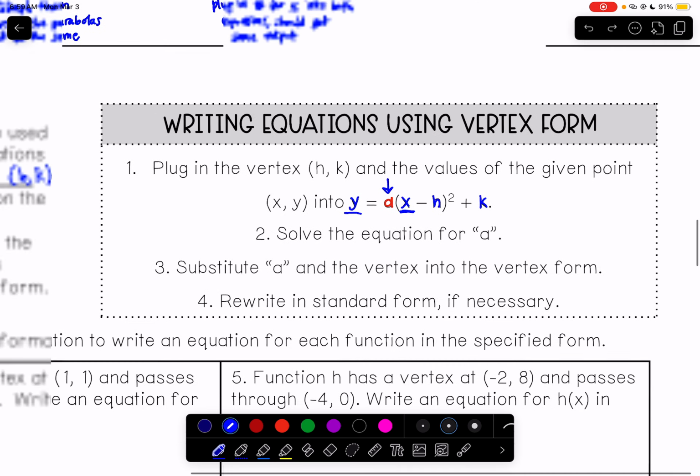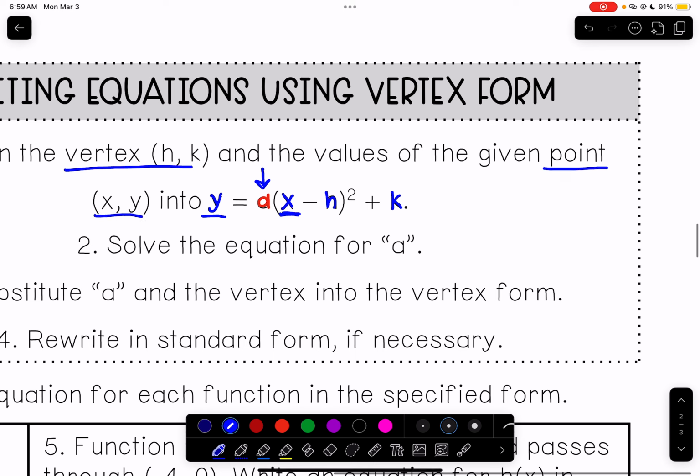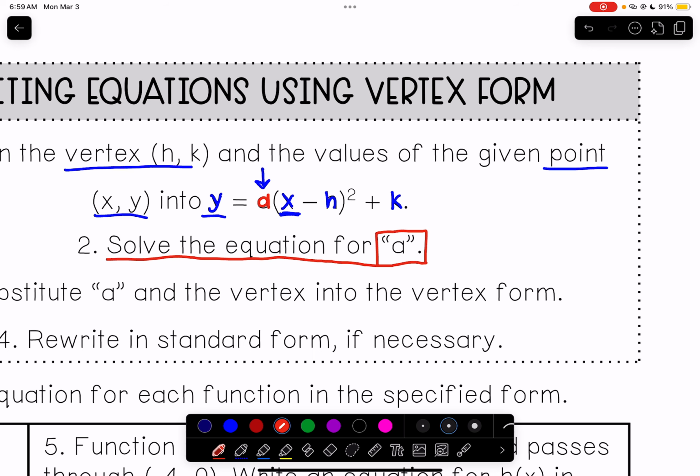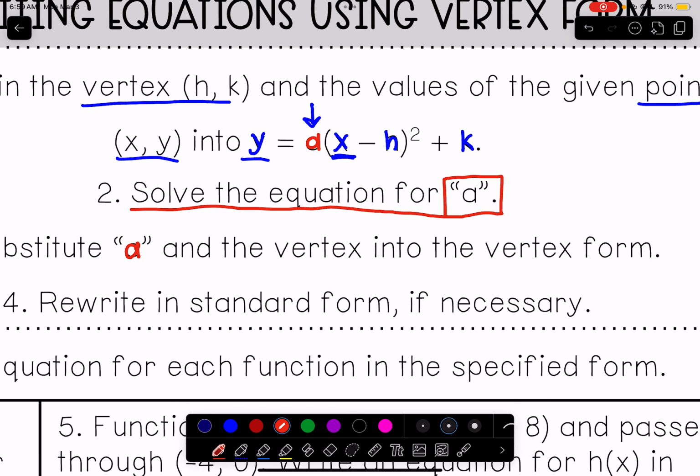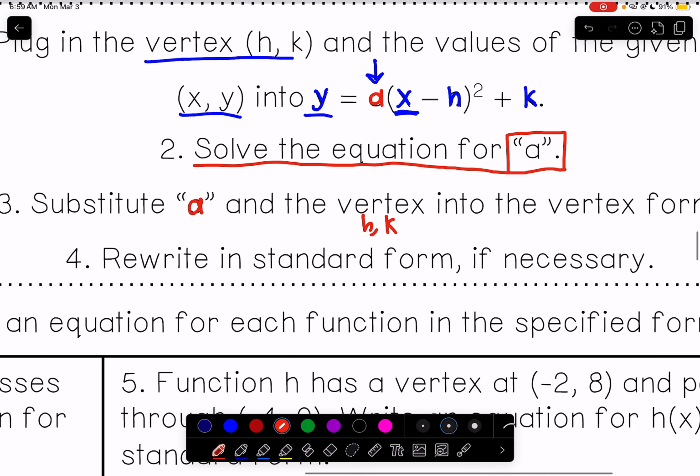So first thing we do, plug in the vertex for h and k, plug in the point for x and y into our formula. Then we can solve or isolate a, and then we can substitute a, and then the vertex, so the h and the k, into vertex form. So we'll have our vertex form. Then if it wants us to, we'll rewrite it in standard form, if necessary.